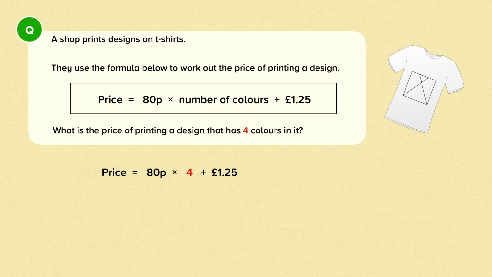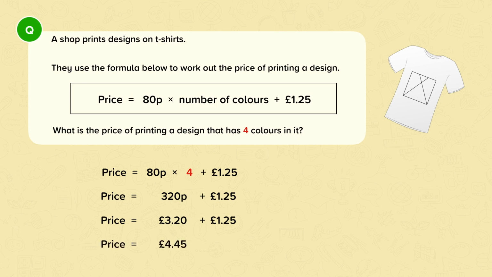80p times 4 is 320. So we have the price equals 320p plus 125. 320p is the same as £3.20. So we have the price is £3.20 plus £1.25. Finally, we can work out the price is £4.45.